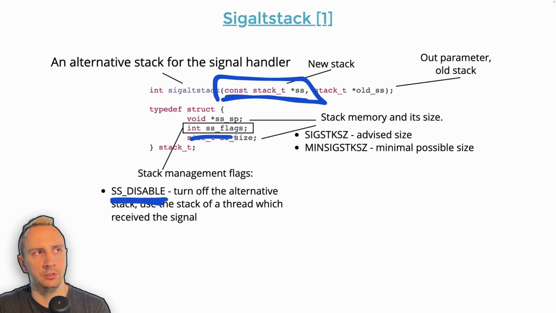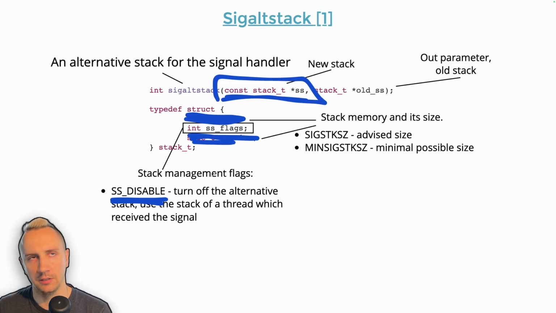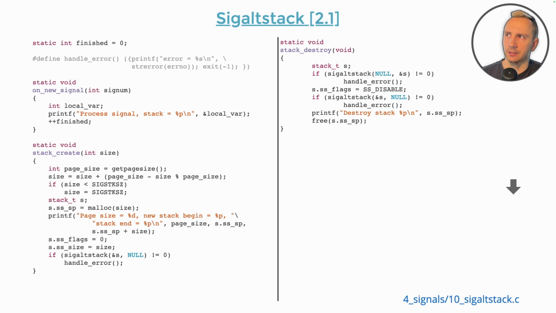Other members don't even matter. As soon as you specify SS_DISABLE, other members are ignored anyway. So you specify this disable flag, and then this thread will no longer use this stack for signal handling. And then you can free its memory, because you probably allocated it on the heap and you want to free it eventually. Let's see an example.